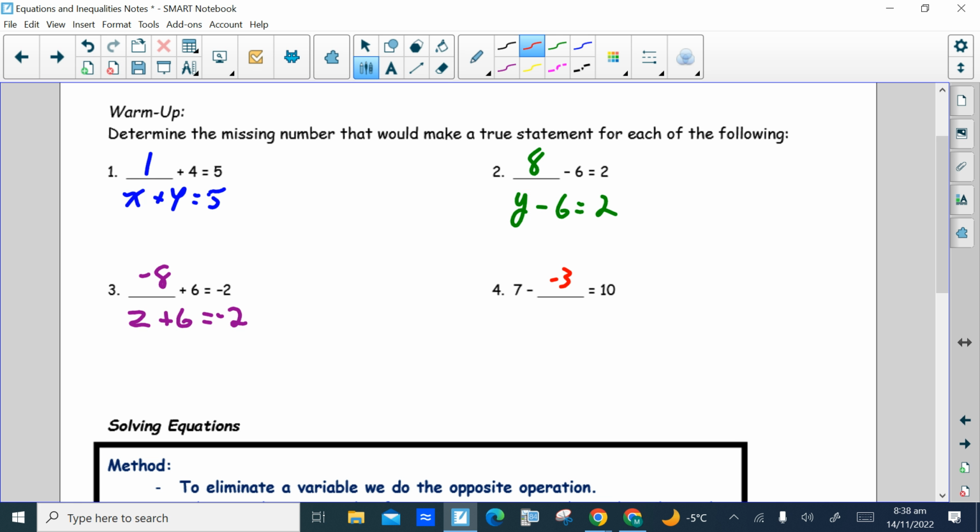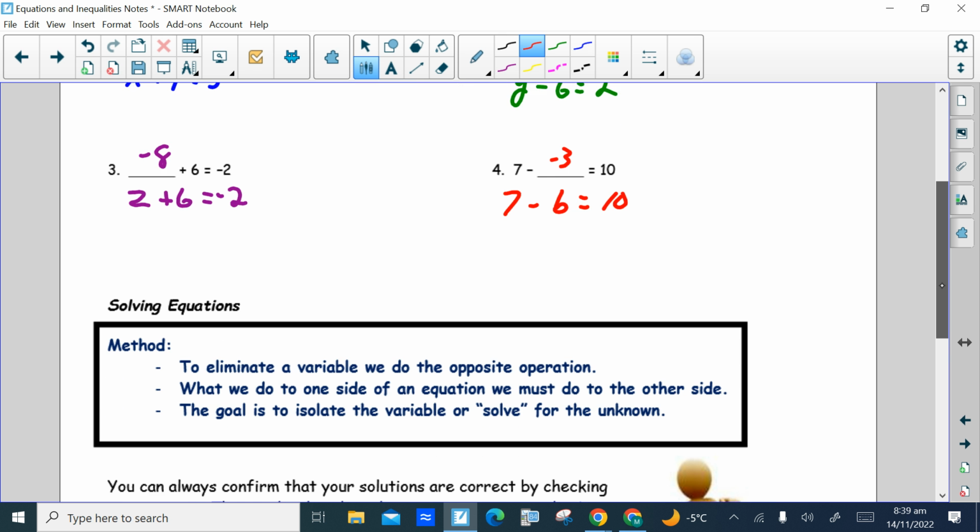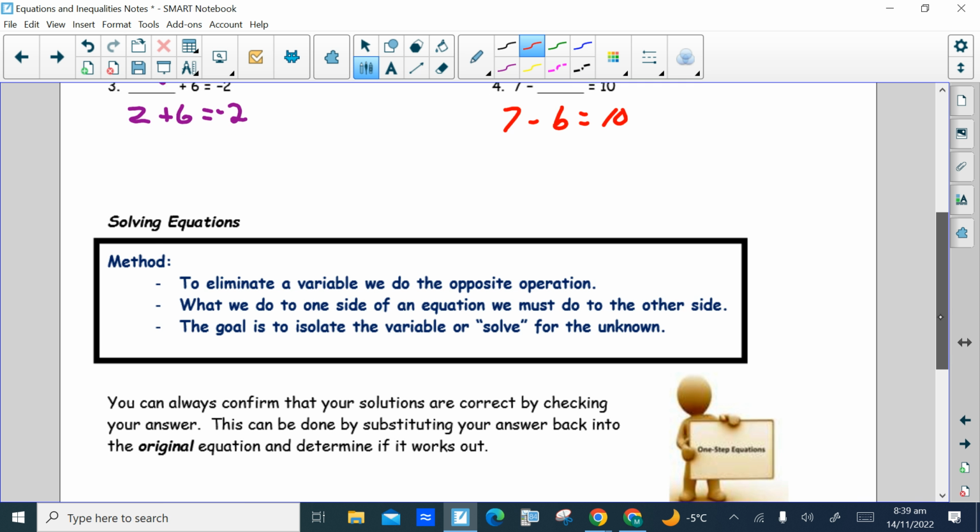So again, as an equation, it may look like 7 take away b equals 10. And the point would be to find the value of b that makes that equation true. So some of the simple ones, you can look at it. In many cases, you know what the answer is just by applying a little bit of simple logic. But we're going to go through some mathematical steps that we can use to solve all these types of equations.